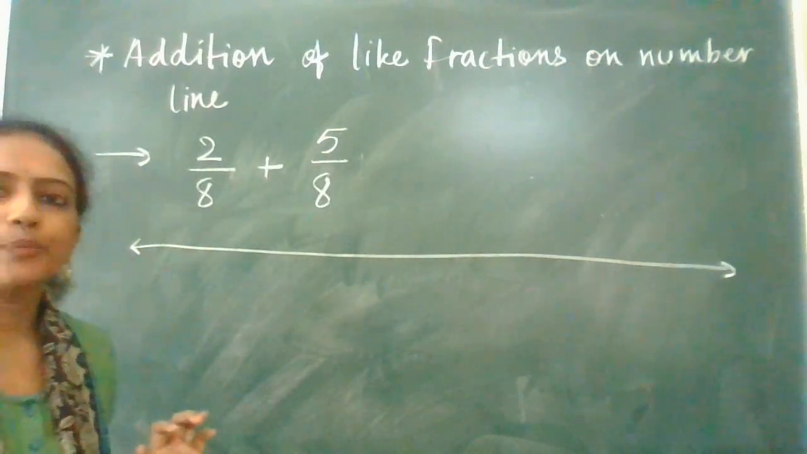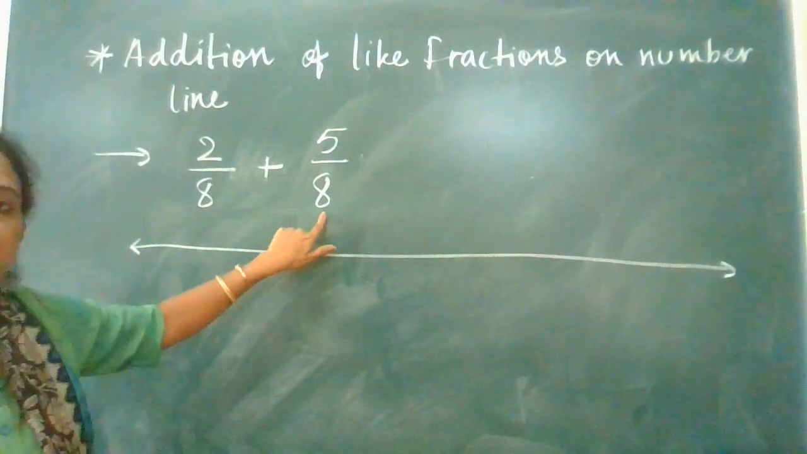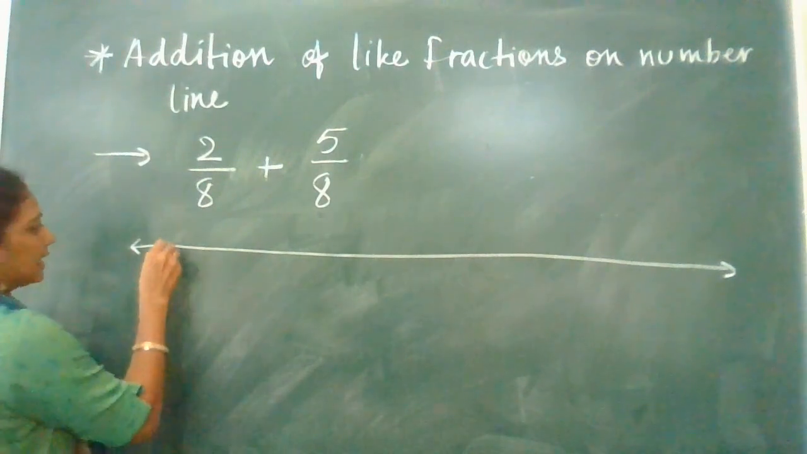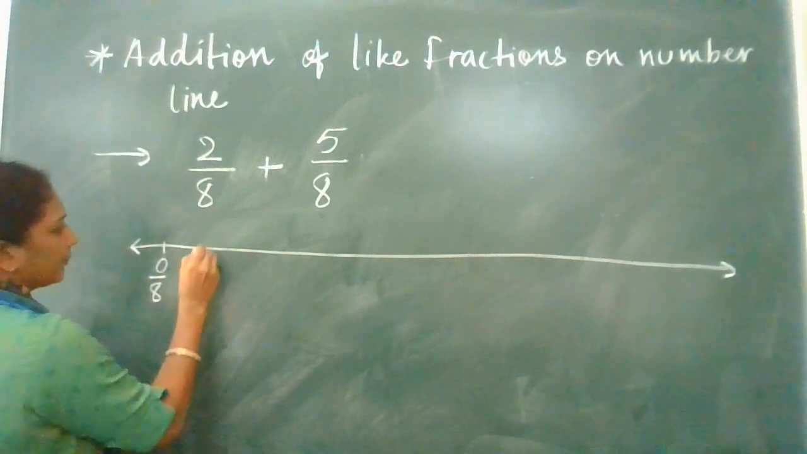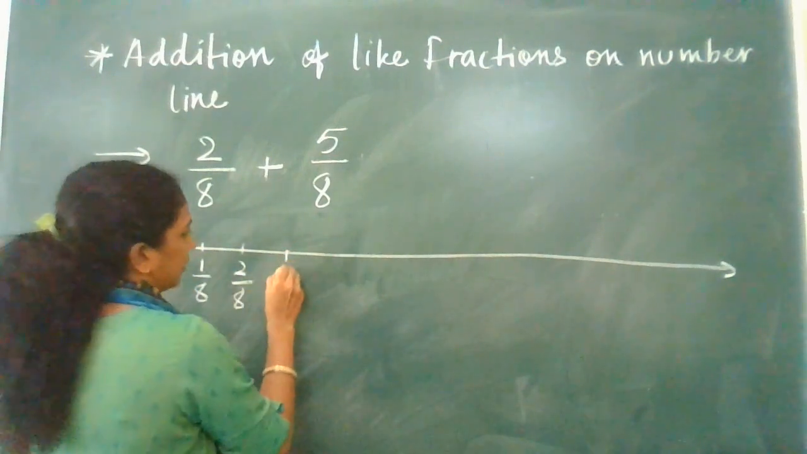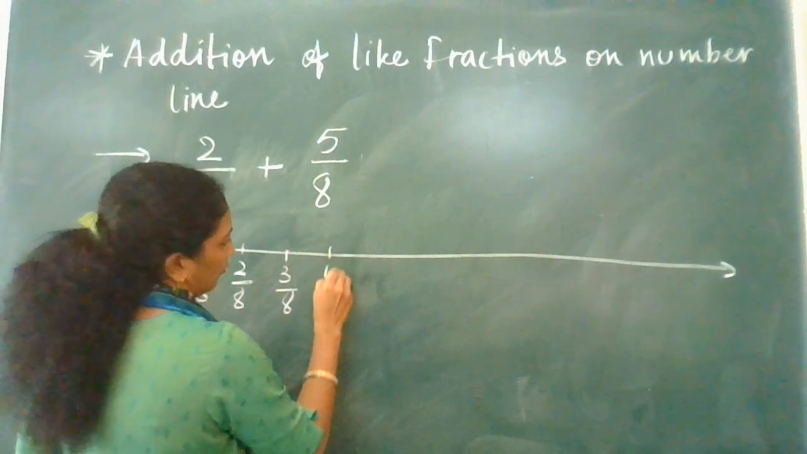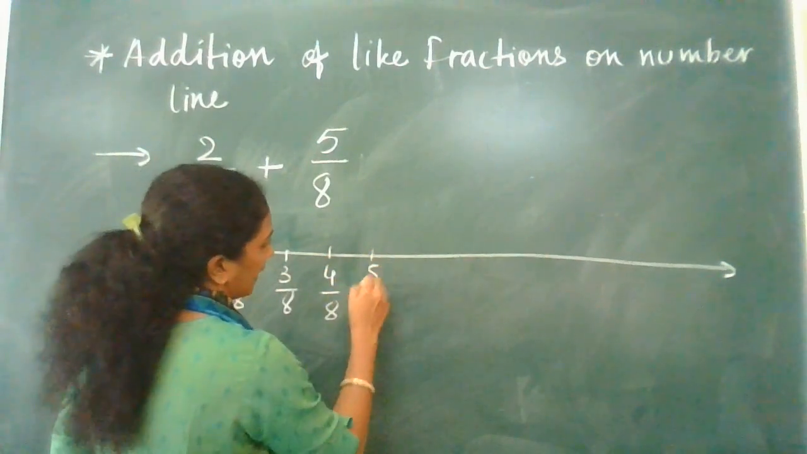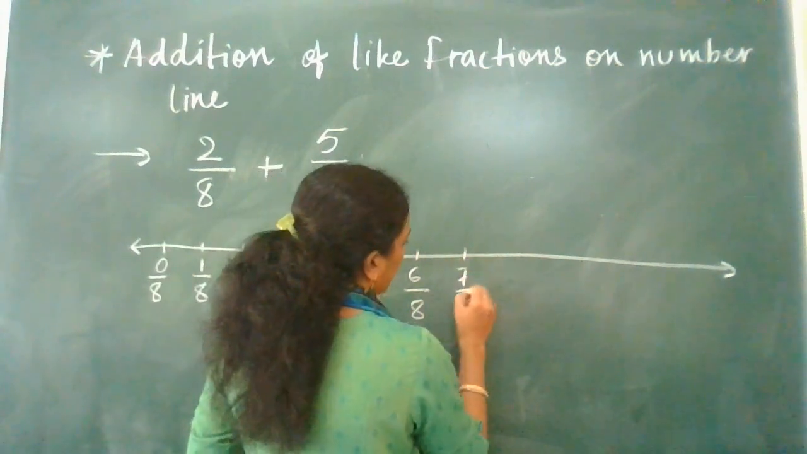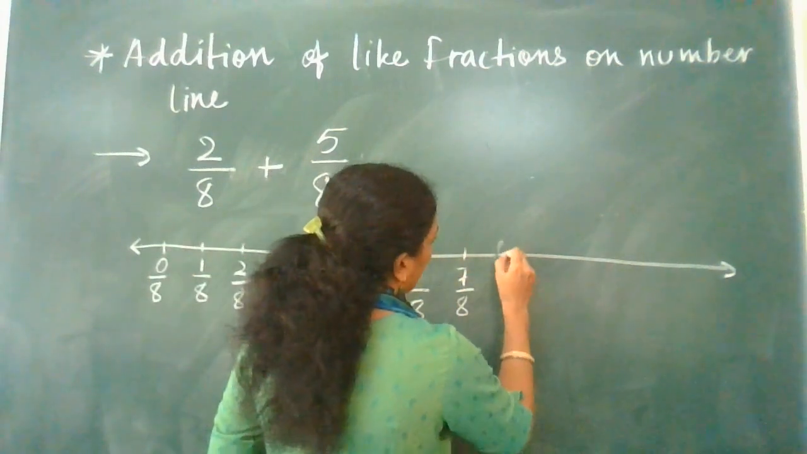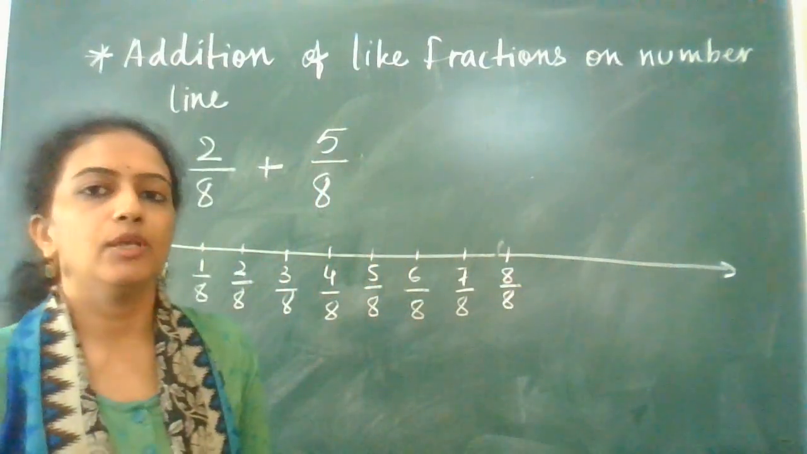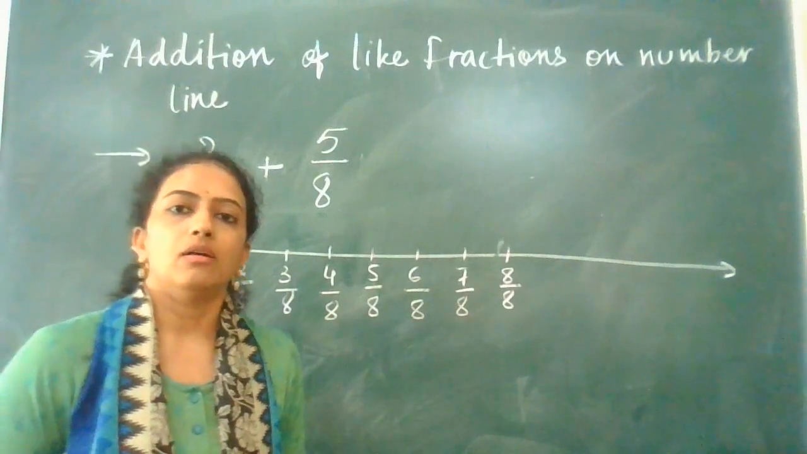We all know that when you want to put fractions on the number line, it is always told by the denominator. So here we start with 0 upon 8, 1 upon 8, 2 upon 8, 3 upon 8, 4 upon 8, 5 upon 8, 6 upon 8, 7 upon 8, and 8 upon 8.